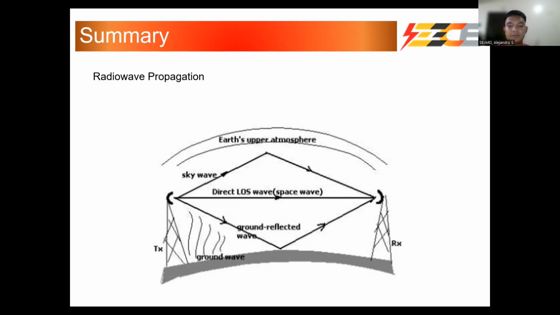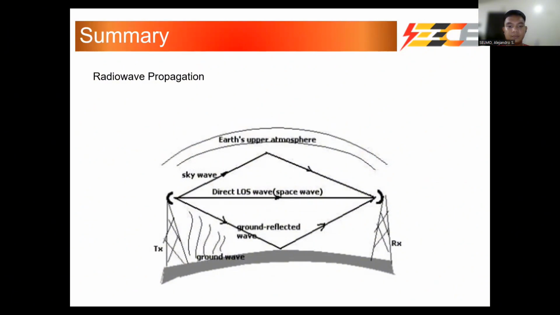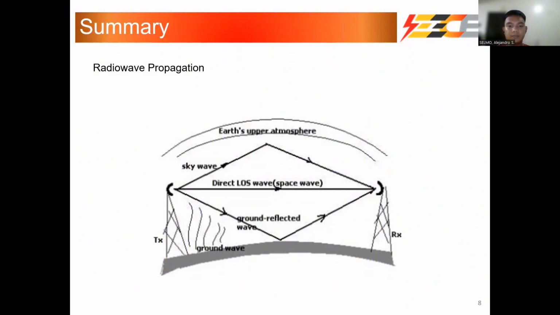And lastly, we have the direct LOS wave, or space wave, or line of sight wave, where it is direct propagation between the transmitter and receiver without relying on anything like reflecting the wave to the ground or reflecting the wave to the atmosphere.